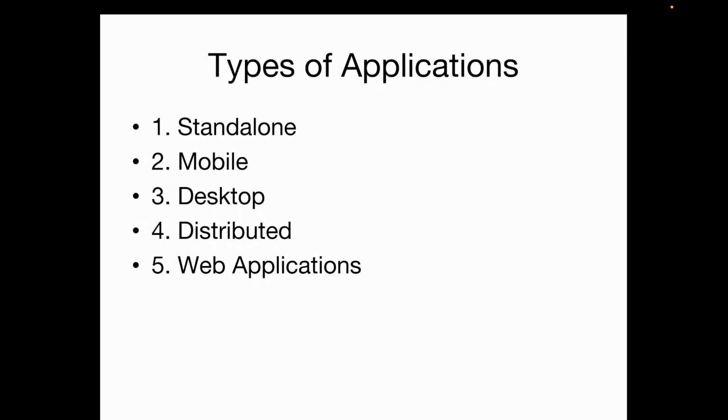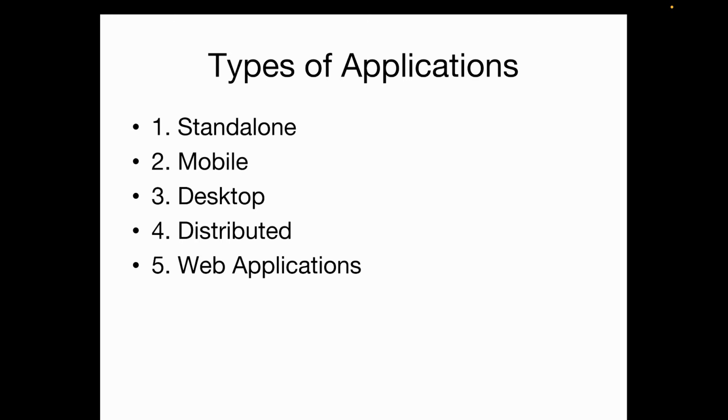Third one, desktop application. Desktop applications are designed to run on desktop or laptop operating systems. Installed on a computer, runs on Windows, Mac OS or Linux, etc. May work offline or online. Examples like Microsoft Word, Adobe Photoshop, Visual Studio Code, WhatsApp desktop application, like that.